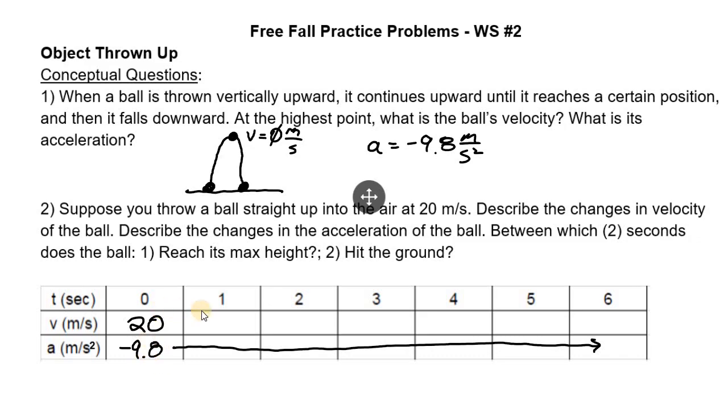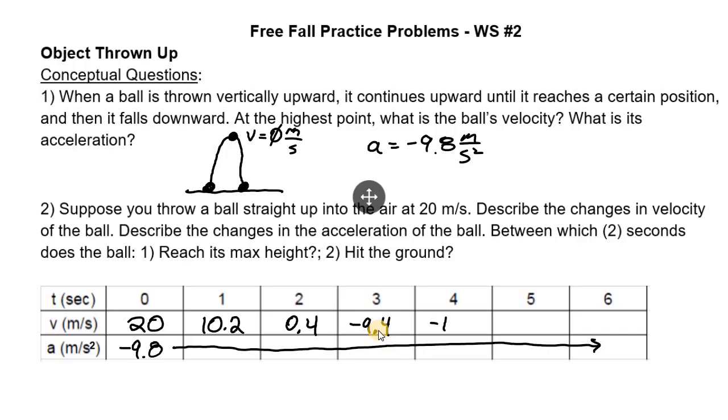So after 1 second, what's the velocity? It would just be 20 minus the 9.8, which gives us 10.2. After 2 seconds, what's the ball's velocity? Well, 10.2 minus 9.8, which gives us 0.4. After 3 seconds, we have the 0.4 minus the 9.8, which gives us negative 9.4.